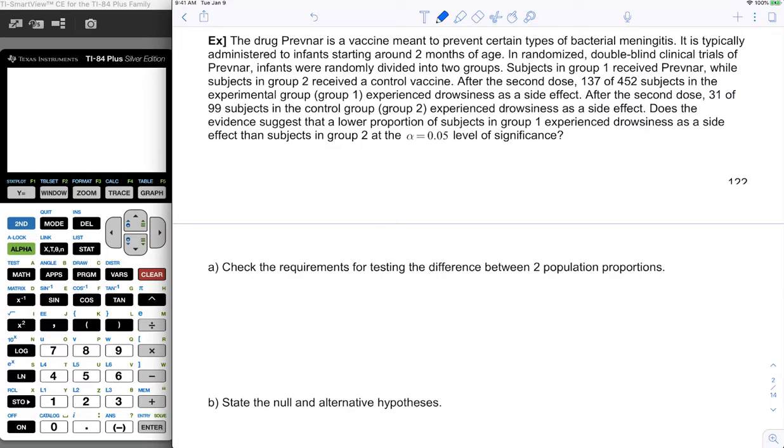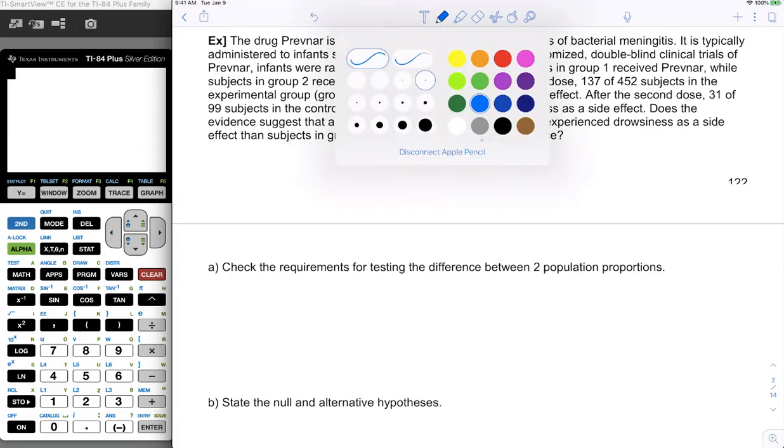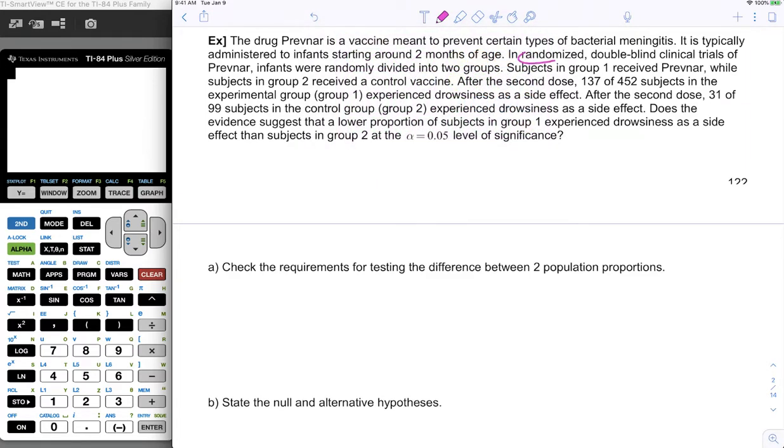Does the evidence suggest that a lower proportion of subjects in Group 1 experienced drowsiness as a side effect than subjects in Group 2 at the alpha equals 0.05 level of significance? Okay, part A is just asking us to check the requirements. In order to do that, we need to first make sure that this either came from simple random sampling or a randomized experiment. Here we see that it was a randomized experiment, so we're okay for that requirement.